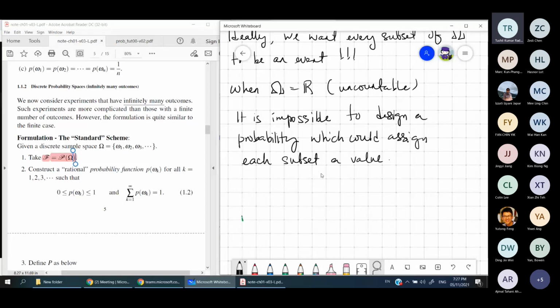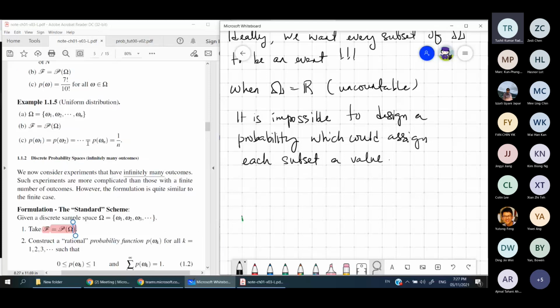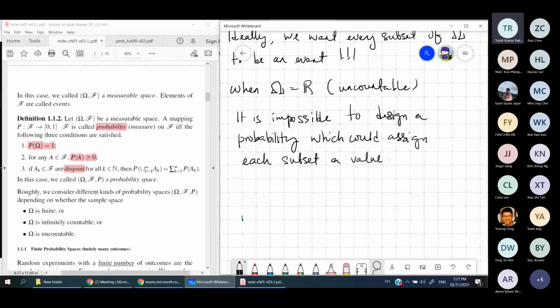We want something to be a probability, so it has to fulfill these three criteria. If we fulfill these three criteria, then it is impossible to assign it to all the subsets when omega is R. This thing has been proven, but we have to use very advanced techniques in real analysis. So don't worry, this is beyond the scope of our discussions. I just let you know the reason. If you want to know, you may refer to the book.